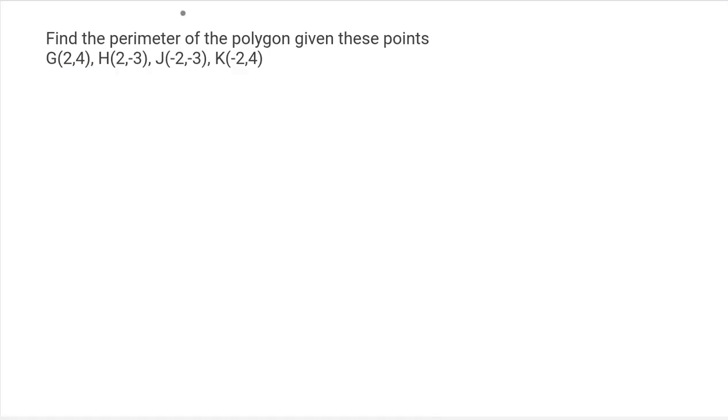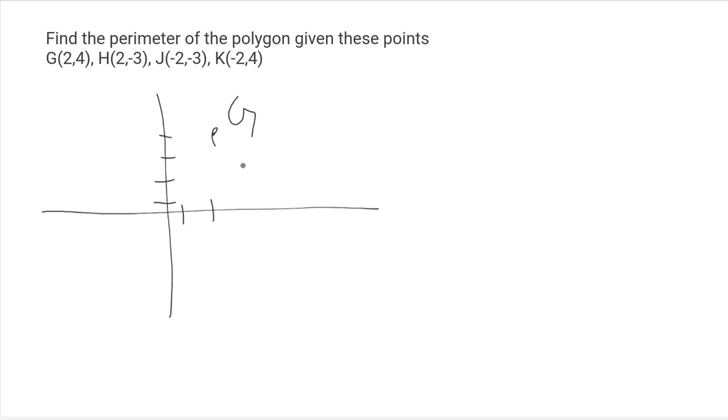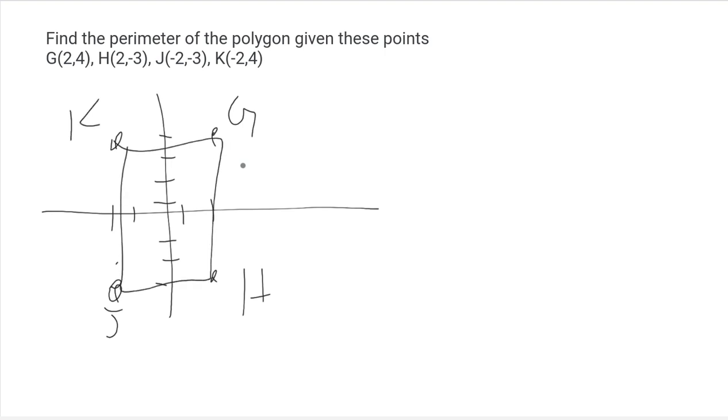Lastly, if they just give us a series of points, we have to plot them on the graph. So that we would go 2, 4, and label it as G, and then go to 2, -3, label it as H, -2, -3 as J, and then -2, +4 as K. Create our box, and then do the same series that we did on the previous slide.